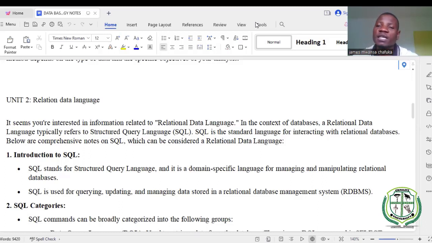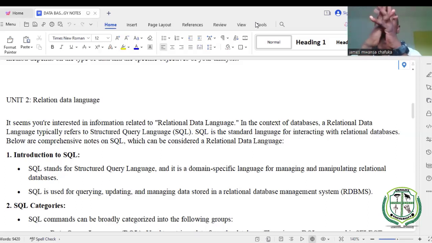And then apart from that, SQL is used for querying, updating and managing data stored in relational database management systems. So in order to manage the data that's stored in a relational database management system, there is need to engage SQL. It is very much important. I repeat this point again. SQL is used for querying, updating and managing data.